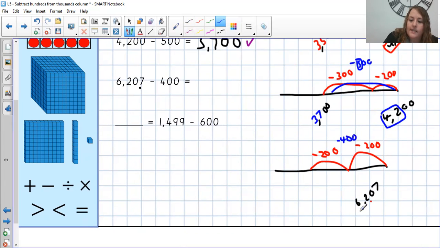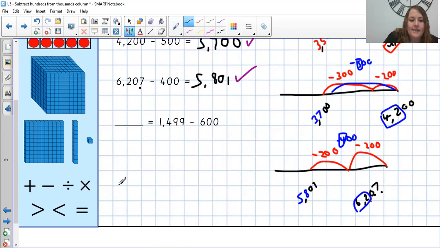So I have 62, and I'm going to be taking away 4. 62 in my head, 61, 60, 59, 58. So 58 hundredths, and then I need my 0 and my 7 because that's what was in the 10s and the 1s. So if you had 5,807 for that answer, give yourself a tick there.